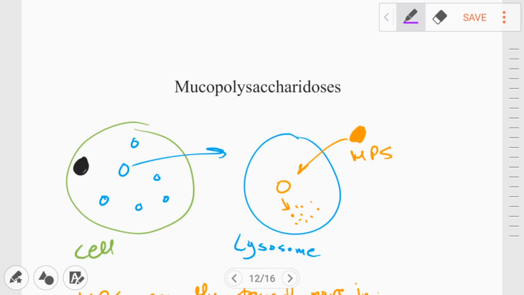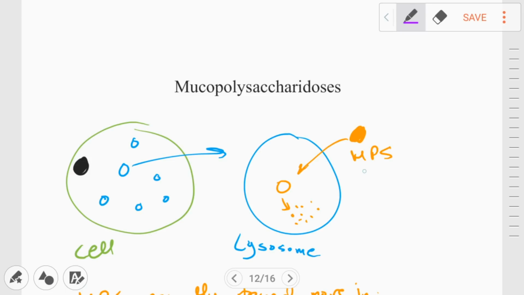Now, the next set of illnesses we're going to look into are called mucopolysaccharidoses. So the general concept is kind of similar to what we have been discussing up till now, except that the structures involved are quite different. So again, the cell is shown on the left. This is your normal cell, and it contains structures called lysosomes. Now, within these lysosomes, you find hydrolases. Hydrolases are enzymes which are supposed to break down substances.